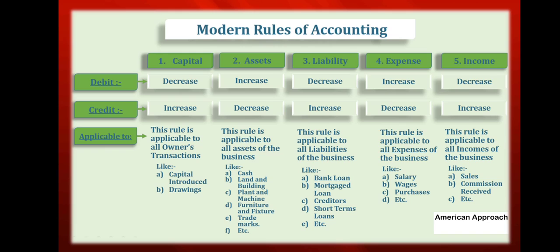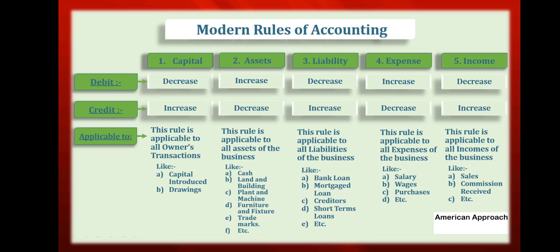Please look onto the slide, children. The first one is capital. If the capital value decreases, it has to be debited. If the capital value increases, it has to be credited. This rule is applicable to all the owner's transactions. What could be the owner's transactions? Capital introduced, drawings. When all these transactions are taking place in a business, you might see an increase or decrease in the capital. Correct? What is capital, children? The amount given by the owner.